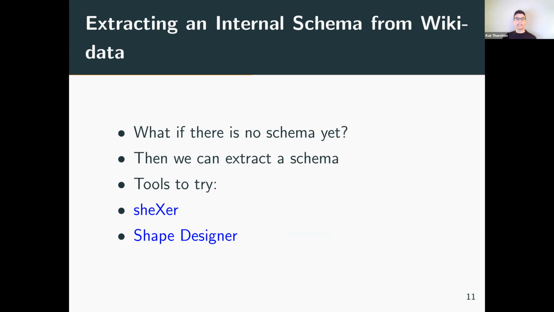If there's not yet a schema available in Wikidata and we're not aware of an appropriate external source, there's still a chance that we may be able to use Wikidata to help us get closer to our desired model. We can try extracting a schema from Wikidata. Two tools that I would recommend trying out are ShExer from the WESO lab at the University of Oviedo in Spain, and Shape Designer from the University of Lille in France.